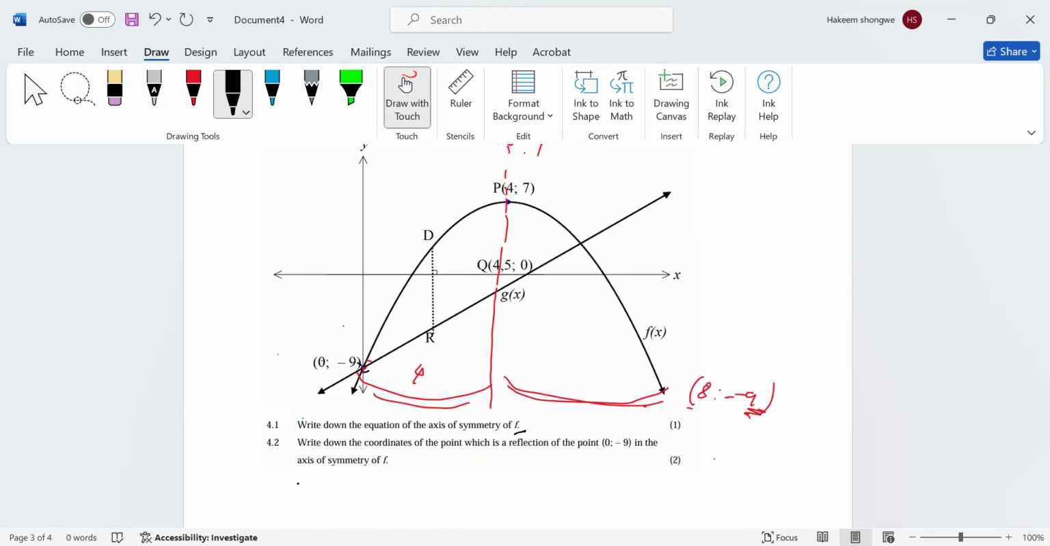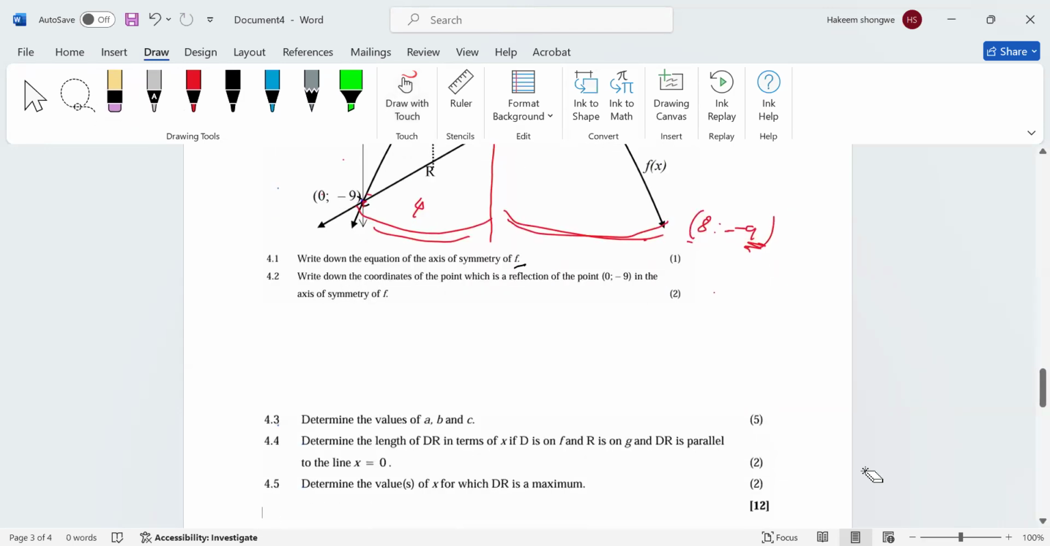Which one? The turning point form? No, calculate the coordinates of T. Calculate the coordinates of T. Okay, we can go through it. I'm not seeing it. You're not seeing the question? It's 4.2, you moved it instead of 4.3. Okay, yeah, here it is.